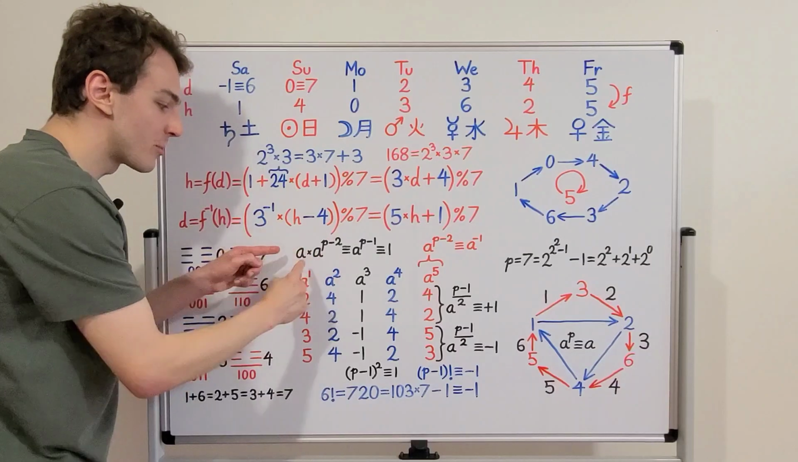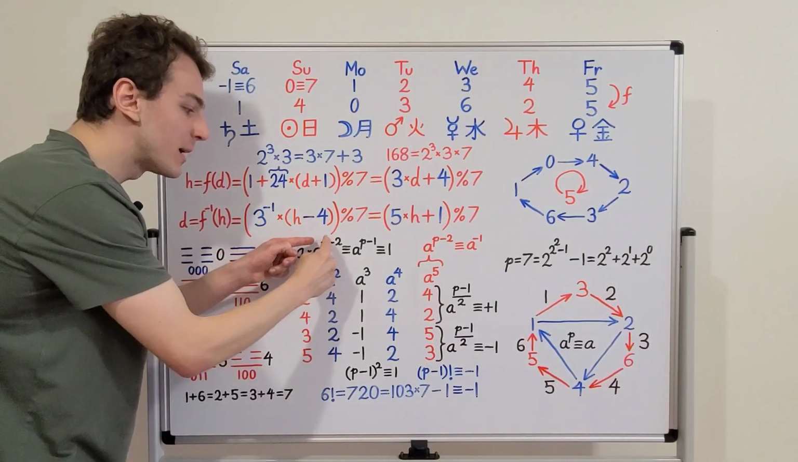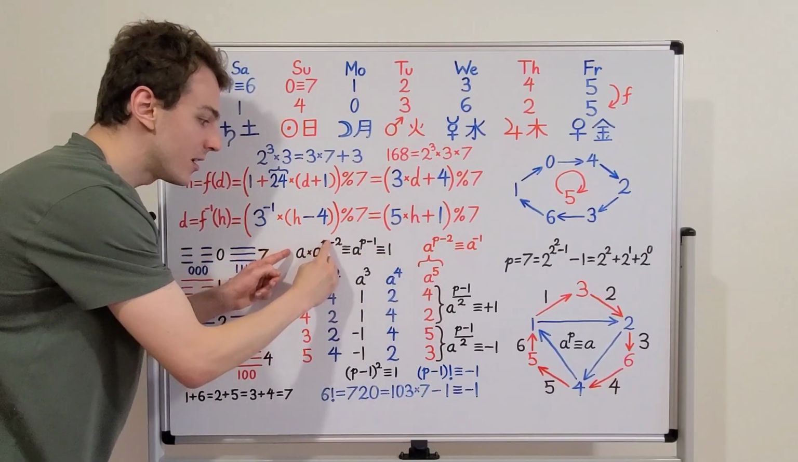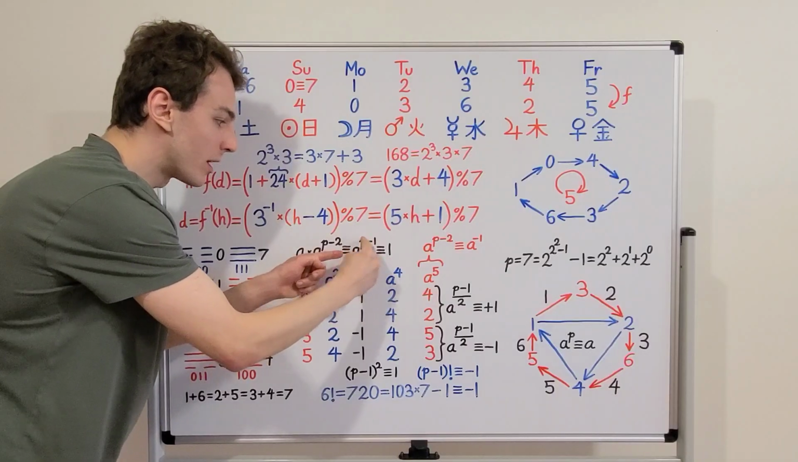So look at this relationship over here. If we take this value a and we multiply by a to the power of p minus 2, which for this example is 5, then we can condense that down and we can get a to the power of p minus 1.